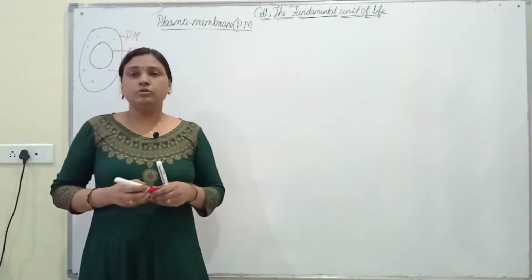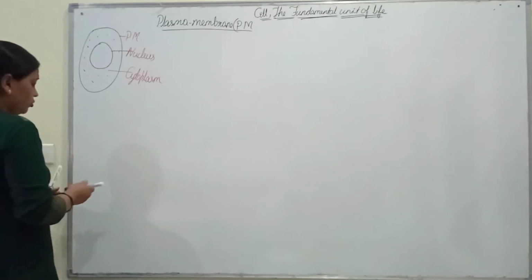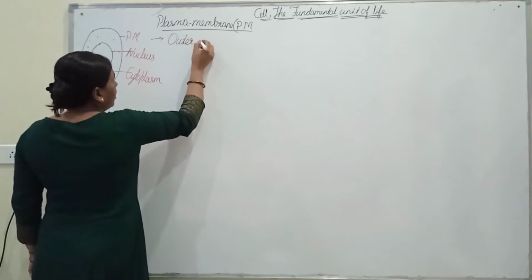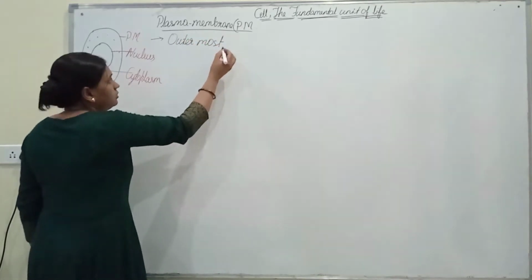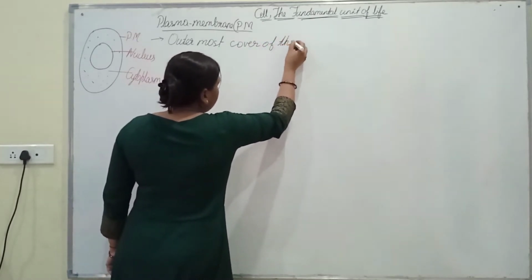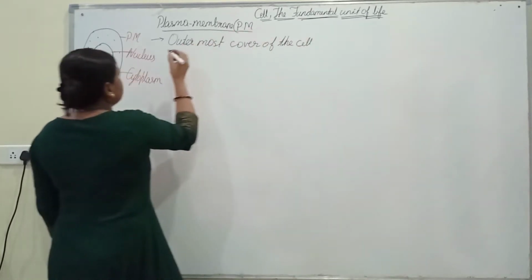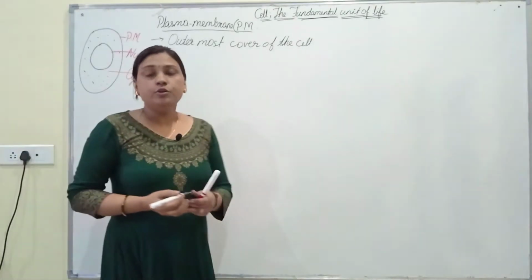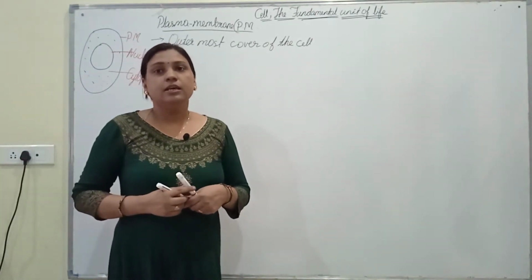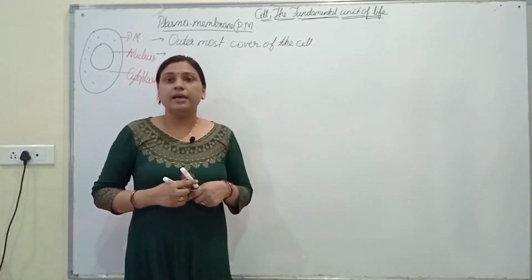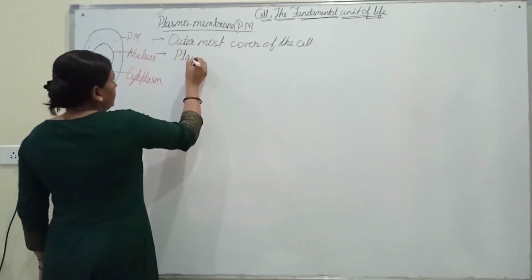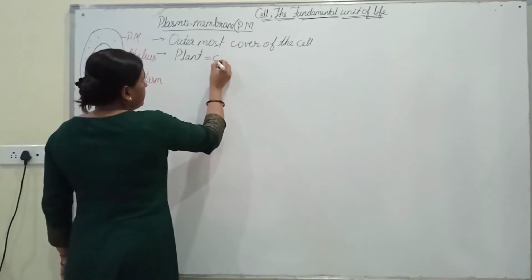So today we have to read plasma membrane, that is the outermost layer of the cell. Outermost cover of the cell is plasma membrane. It is found in both plant cell and animal cell. Only the difference is that in plant cell it is covered by another layer called cell wall.